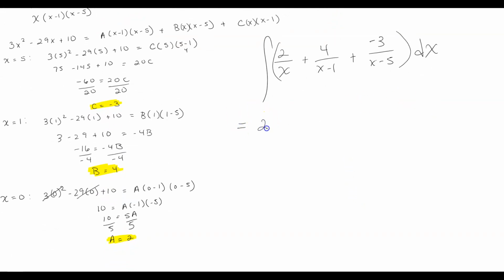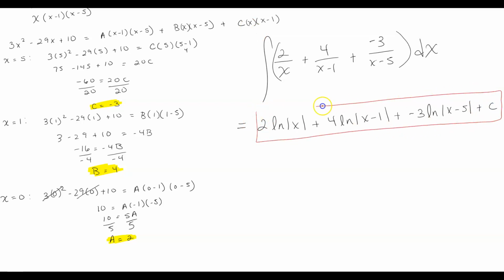The first one is going to be 2 times the natural log of the absolute value of x plus 4 times the natural log of the absolute value of x minus 1 plus, and I guess you could say minus, but plus a negative 3 times the natural log of the absolute value of x minus 5. Let me erase that just a bit. And then, of course, we cannot forget our constant of integration, c. So there you have it. Our partial fraction decomposition integration.